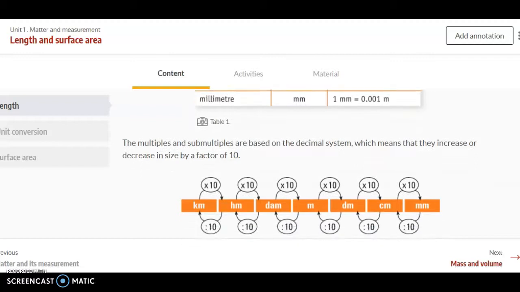Those are based on the decimal system, which means that they can increase or decrease in size by a factor of 10. Make sure that you understand that if you're going towards the submultiple units, you have to multiply by 10, and if you're going towards the multiple units, you have to divide by 10. The bigger units, the multiples, are getting larger, so you divide by 10. The submultiples are getting smaller, so you multiply by 10.